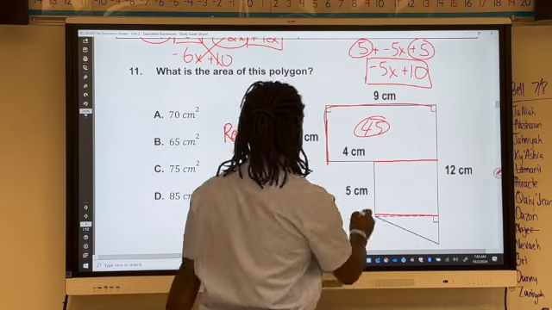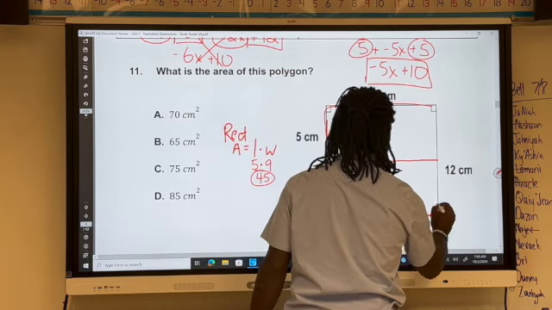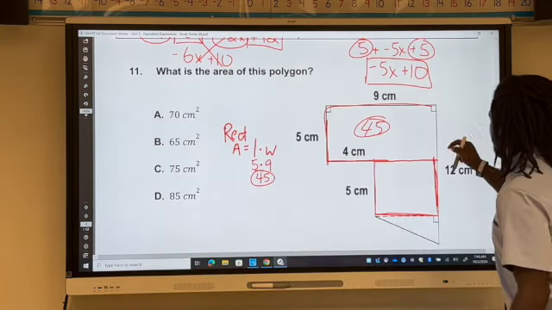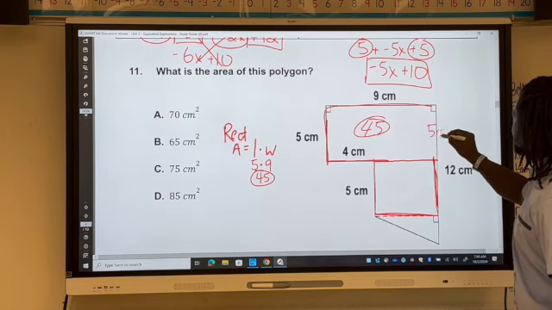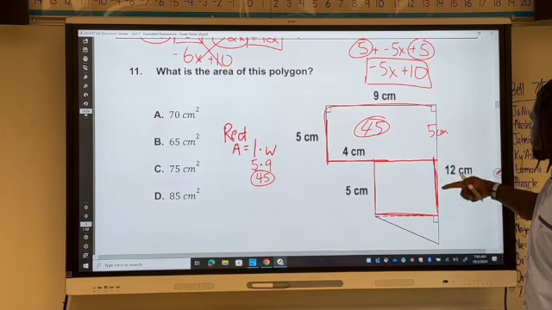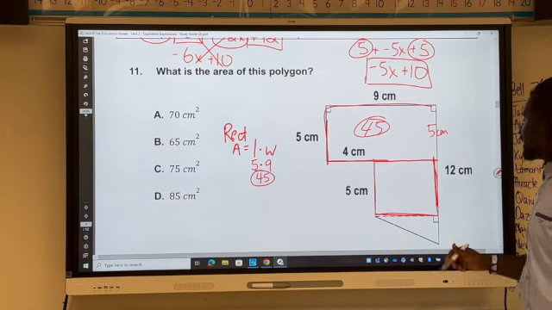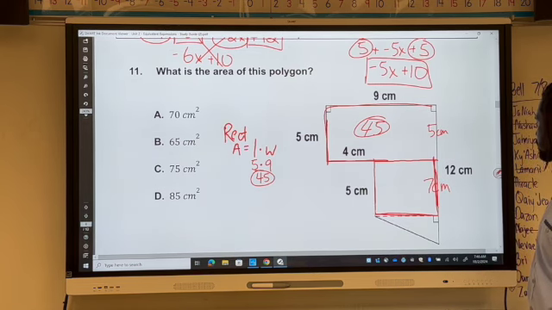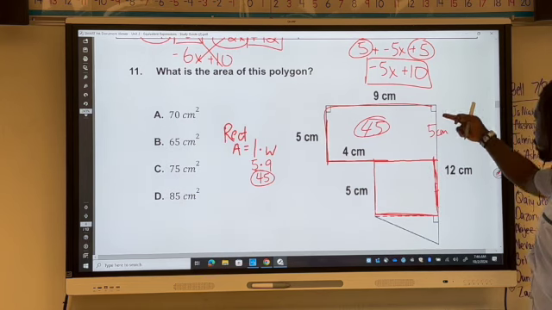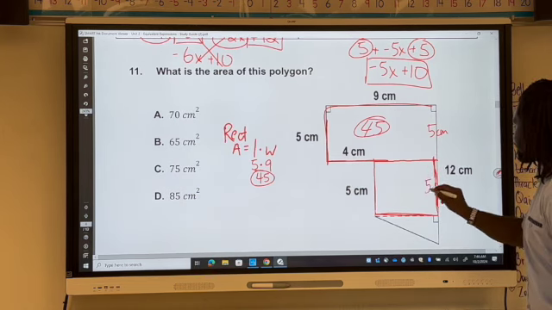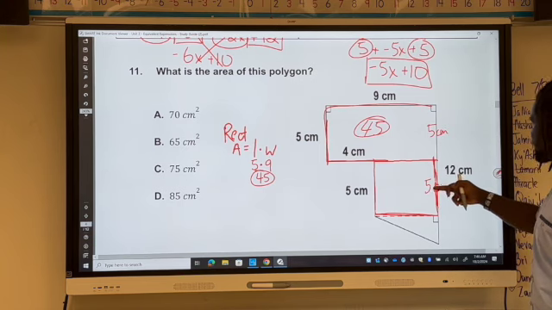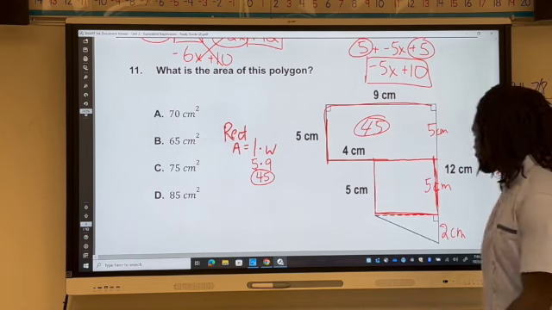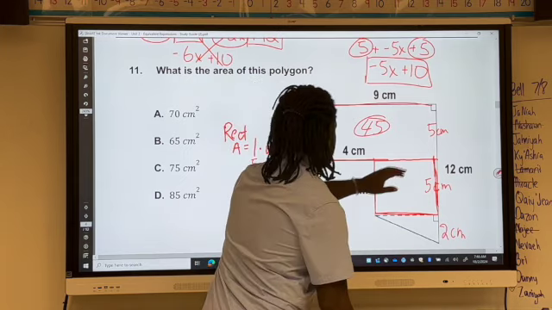Now, I got this small, what looks like a square, but I got to figure out what the dimensions are. And so if this whole thing is 12, then I know that this part is 5 centimeters. Oh, I'm sorry, no. This whole thing would be 7 centimeters. This part of it is 5 centimeters. So if that's 5 and that's 5 and then this whole thing is 12, then that means this little part is 2.